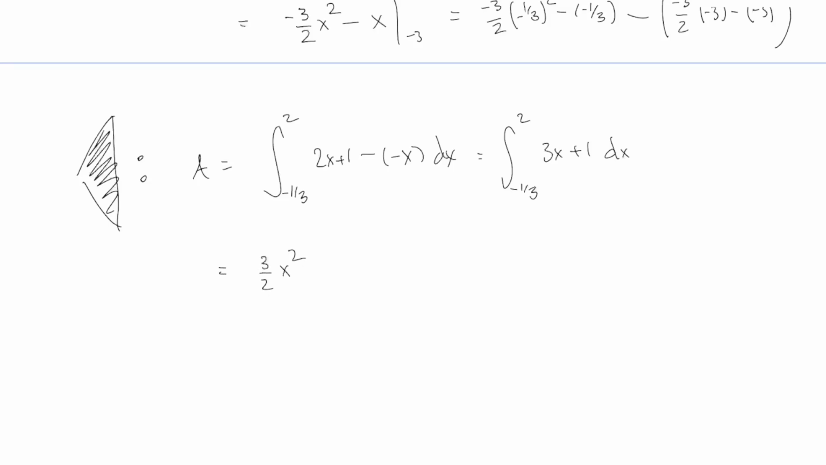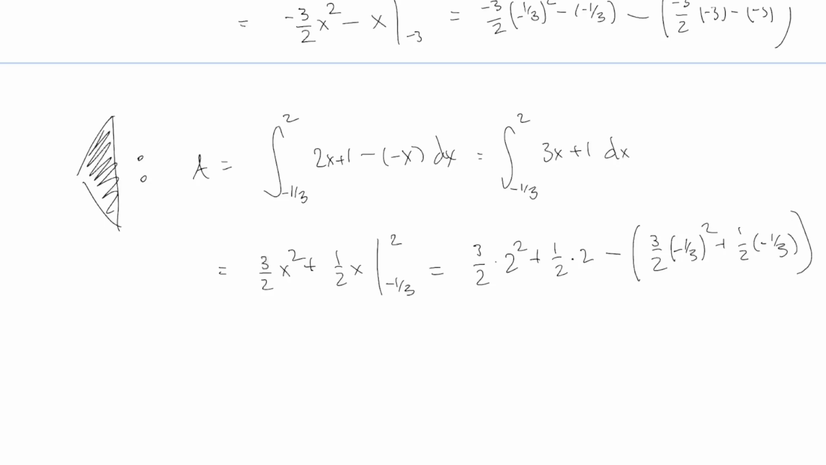3/2 x squared plus 1/2 x, and we plug in 2 and negative a third. Plugging in here, I get 3/2 times 2 squared plus 1/2 times 2 minus 3/2 times negative a third squared plus 1/2 times negative a third. And that's that. All right. This is not really a hard integral to do once you set everything up correctly.